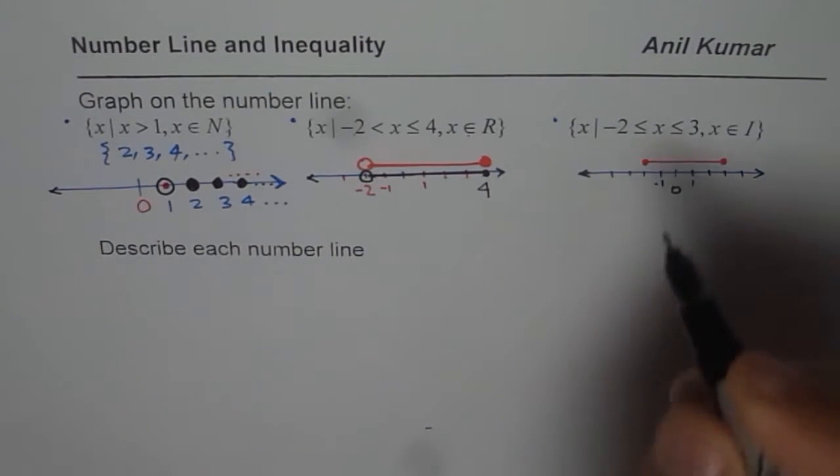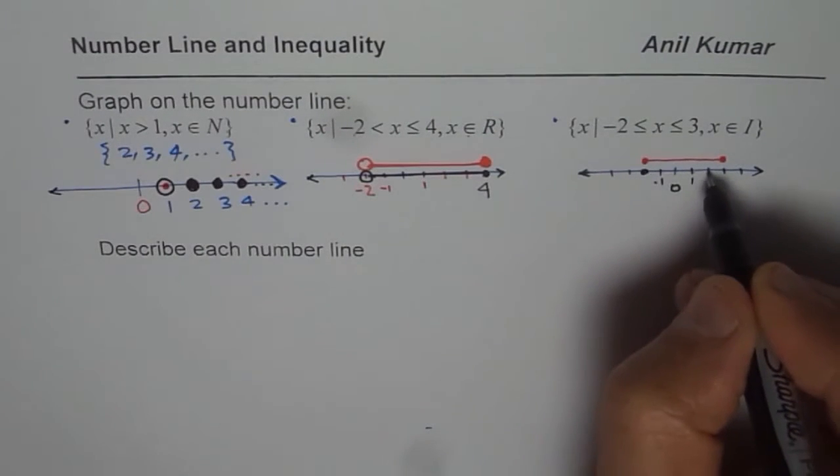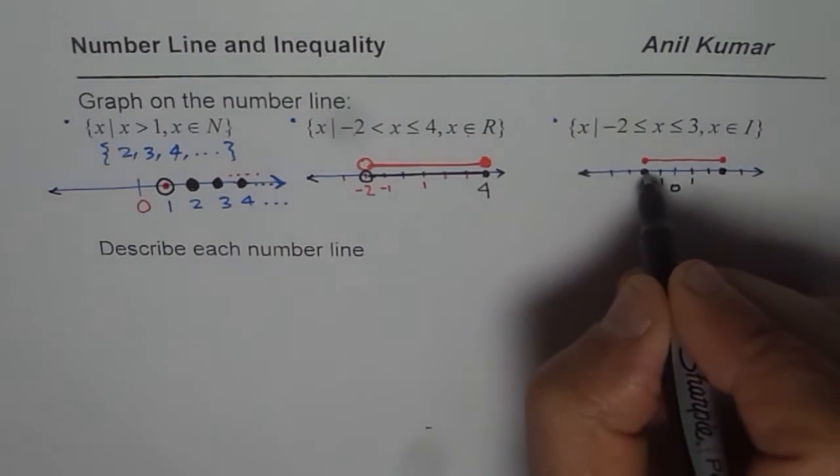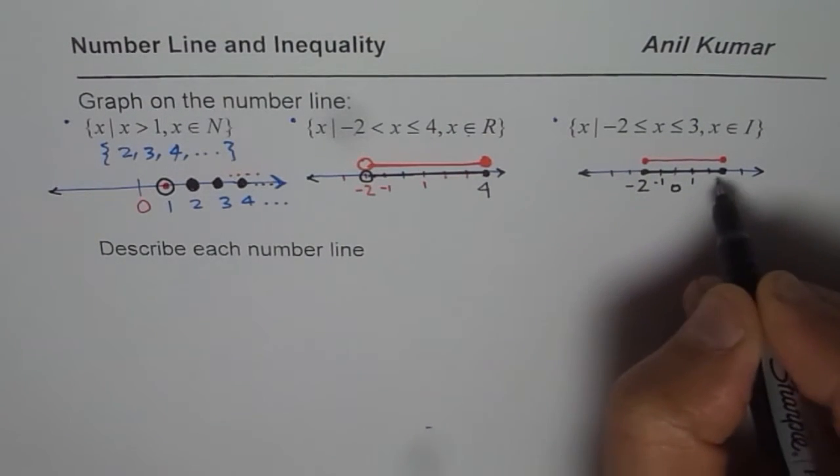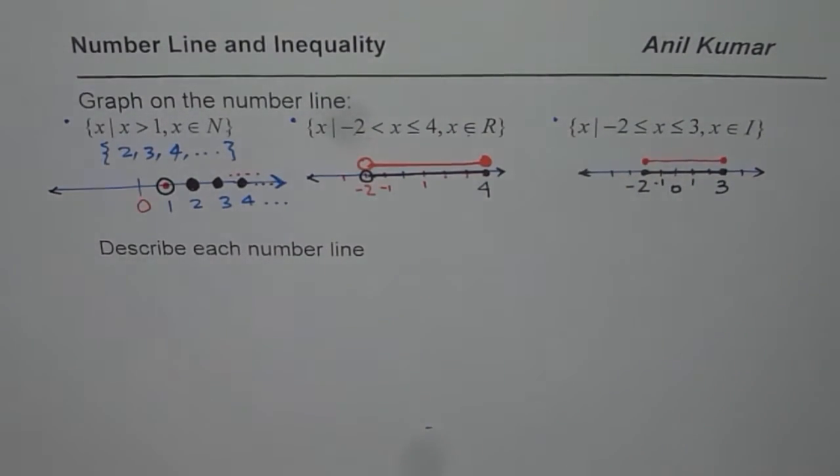So on a number line, I'm going to mark this with filled in holes. So filled in means included, right? So that is included, and here we have -2, and that is 3 for us. So that is how we can represent these numbers on a number line, correct? Now that is one way of doing it. Now let's do the reverse of this.